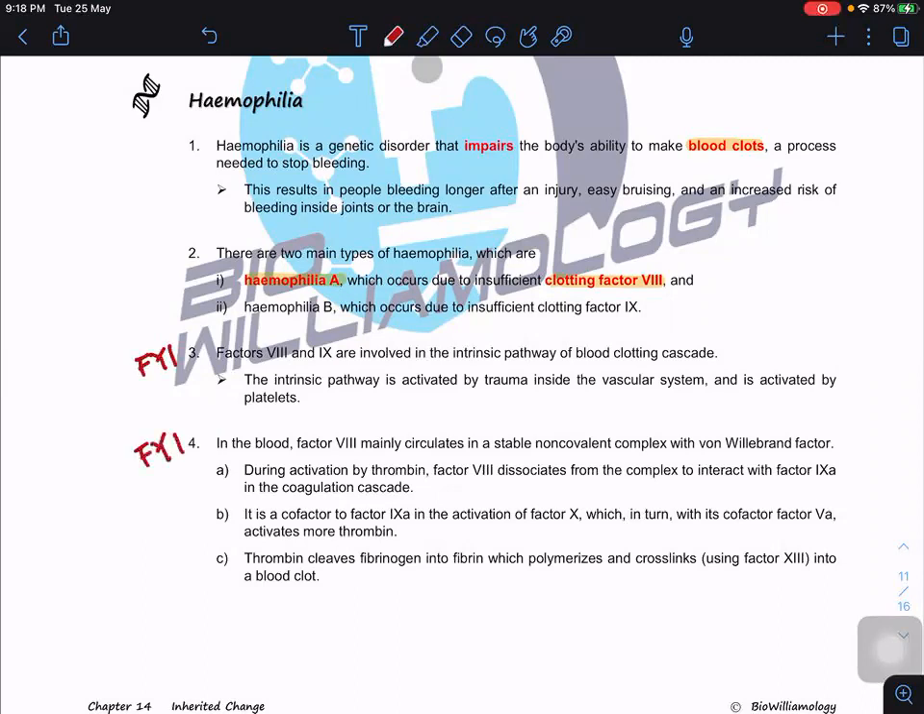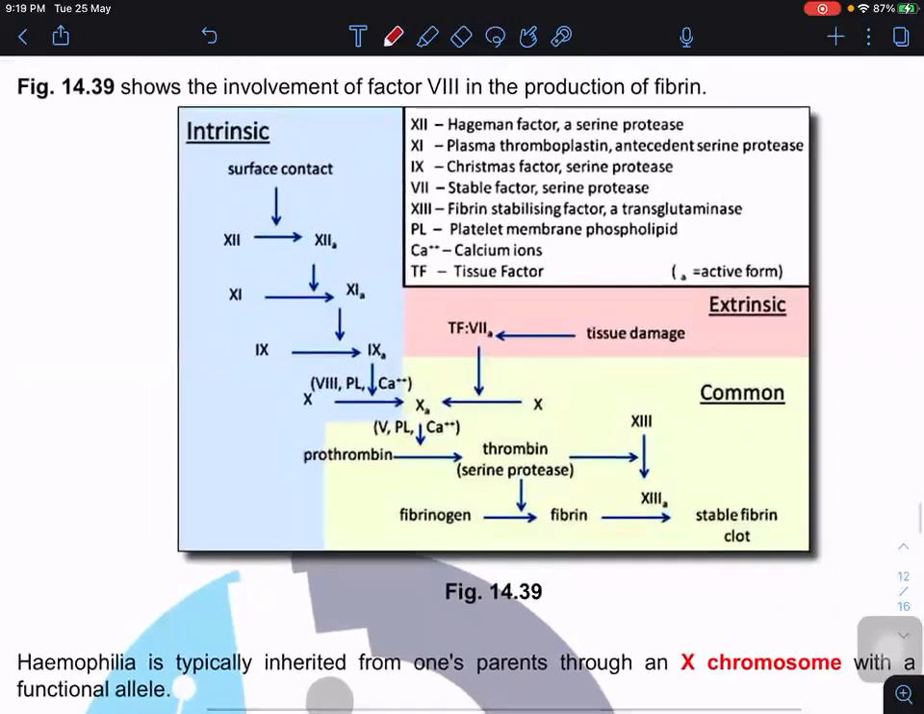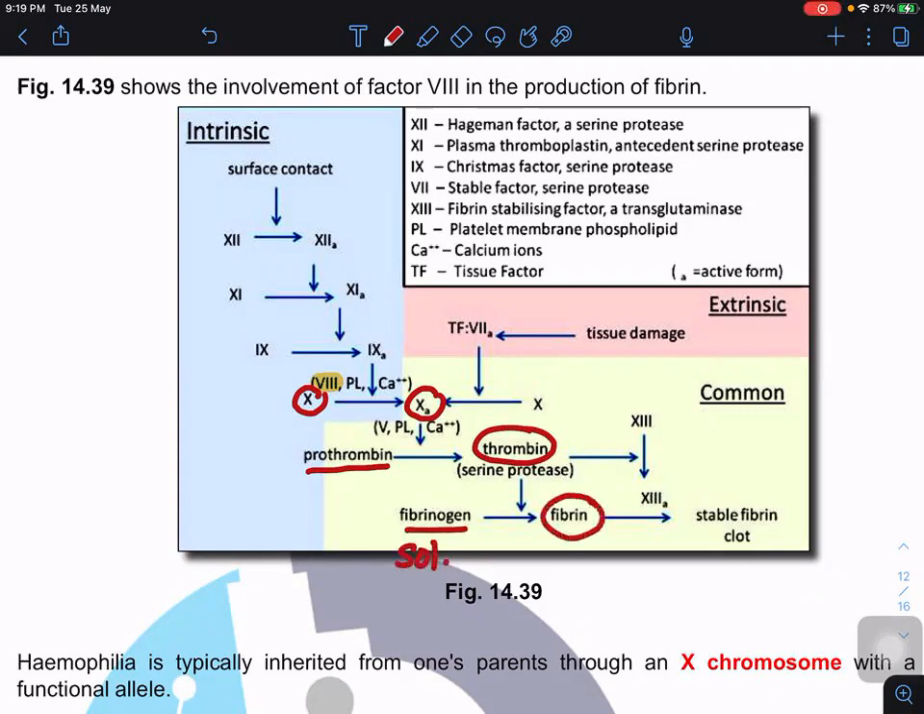You can read if you're interested in the blood clotting mechanism, but generally, if you follow these diagrams, you will realize that factor 8 is involved here. It's a cascade of activations, one by one. You can see so many factors. Factor 8 is involved in the activation of factor 10. When factor 10 is activated, prothrombin will be activated into thrombin. Thrombin is the enzyme that converts fibrinogen, which is soluble, into insoluble fibrin.